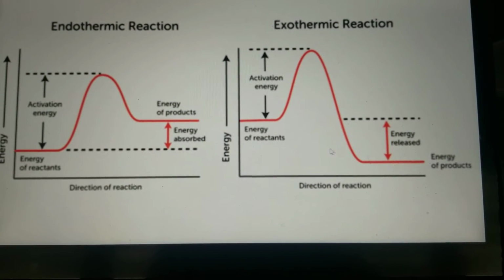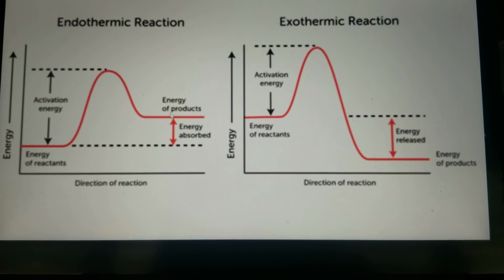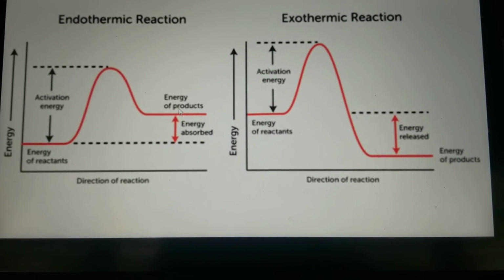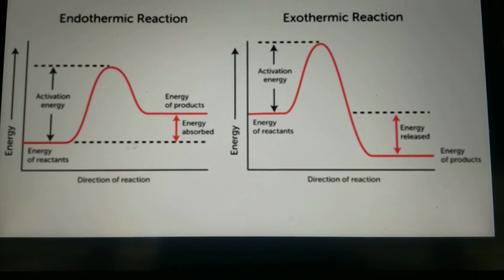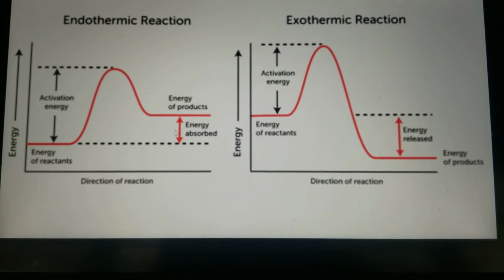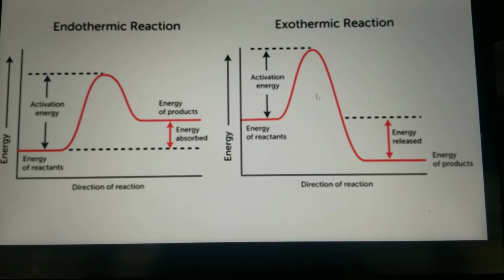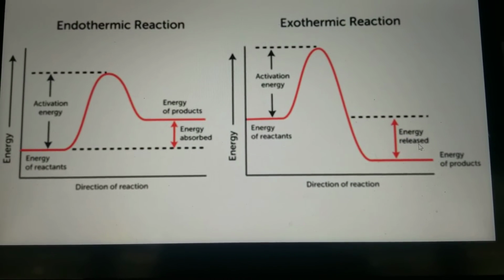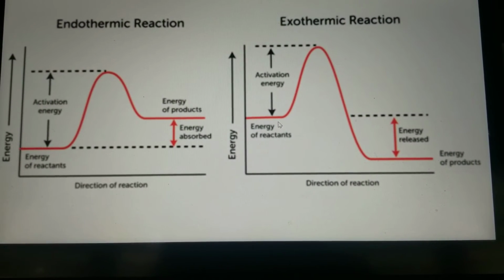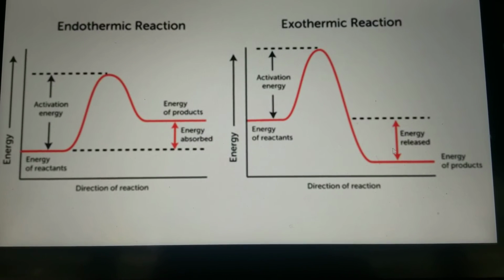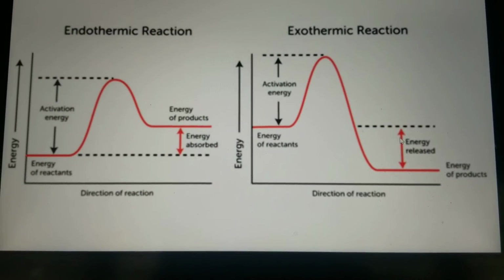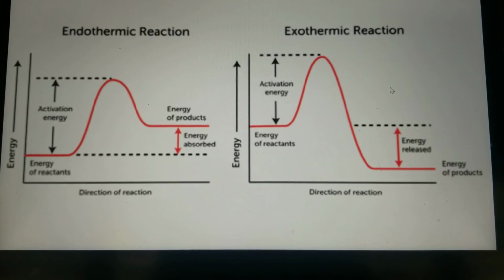So the difference between these two graphs is that in this one, you see how the products are at a higher energy than where the reactant started? That means energy was absorbed. Therefore, it's an endothermic reaction. Whereas in this graph, the products end up at a lower energy than where the reactants began. So therefore, this reaction released energy, and that's why it's an exothermic reaction.